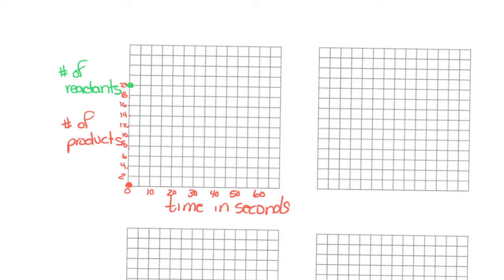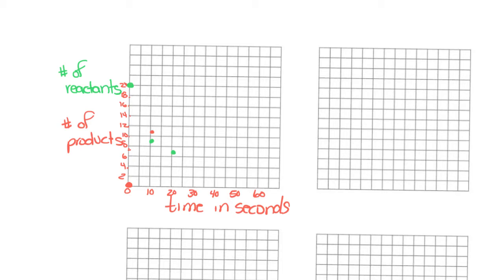At 10 seconds, I had 9 green ones. So I gotta go back to my green pen. I had 9 green ones and I had 11 red ones. So I'll graph 11. Okay. And then at time 20 seconds, I had 7 green ones. So I'll put it 7 green ones and 13 red ones.